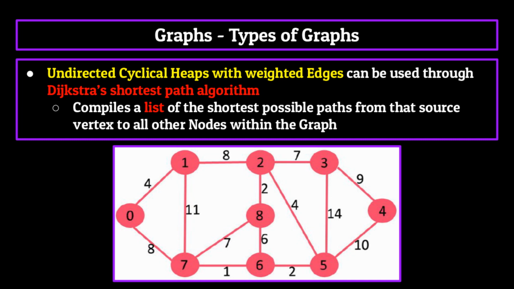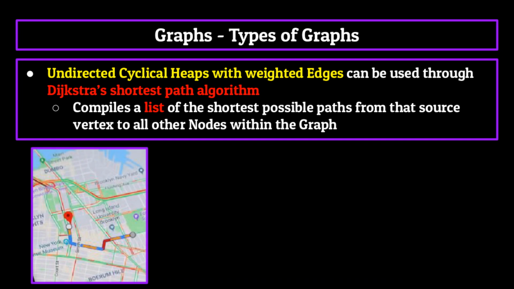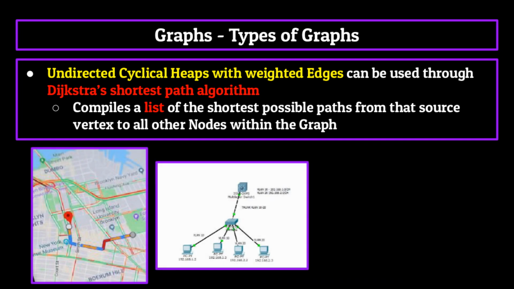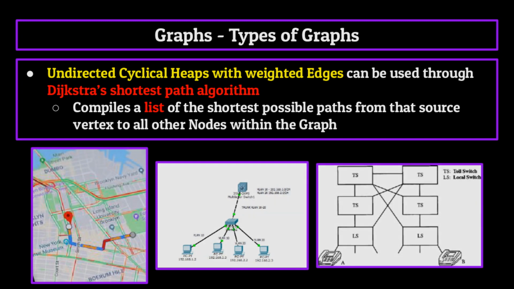Now, probably the most famous implementation of the graph data structure is through the undirected cyclical graph with weighted edges. This one gets a lot of use, especially through its implementation in Dijkstra's shortest path algorithm. This algorithm, given a graph and a source vertex within that graph, compiles a list of the shortest possible paths from that source vertex to all other nodes. As you might be able to tell just from its description, this has a multitude of uses across the entire tech world. Google uses this algorithm for Google Maps, it's used in the process of IP routing, and it can even be implemented in telephone networks.